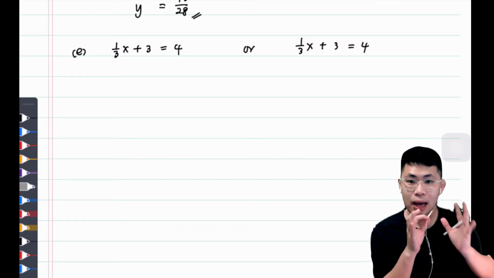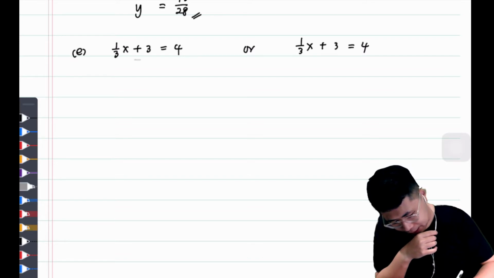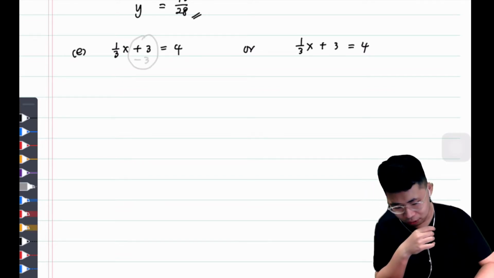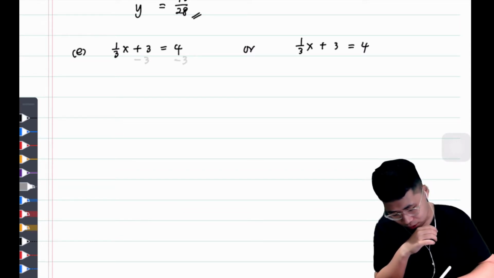Now, I'm looking for x. So I need to remove those that are outside of x. I need to minus 3 for this one. I need to get rid of this one, right? So if I do this on the left, I also need to do this on the right.